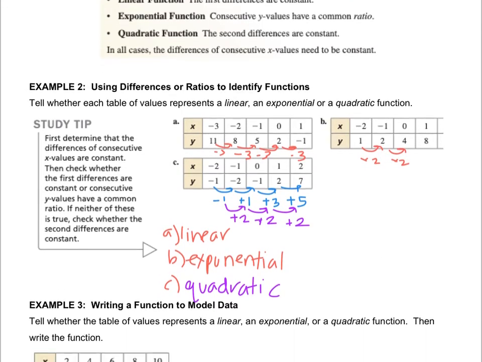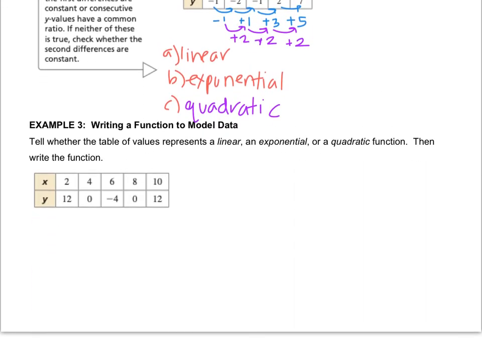Okay, let's look at an example of when we have to determine what type of function it is, and then we're going to write the equation for the function. So just as a side note, this really doesn't have anything to do with example 3 right now, but linears are the form y equals mx plus b. Remember, m is the slope and b is the y-intercept. You might want to write this down.